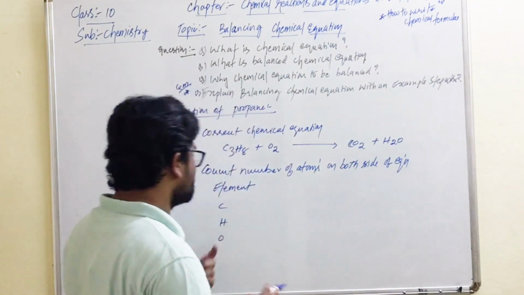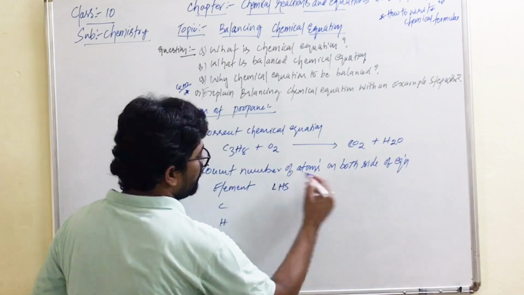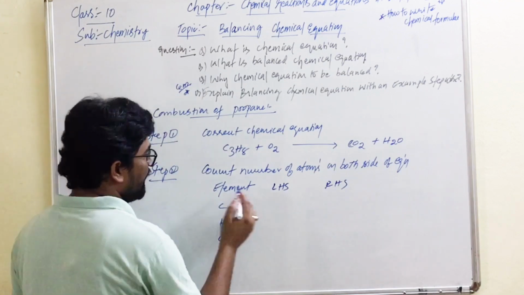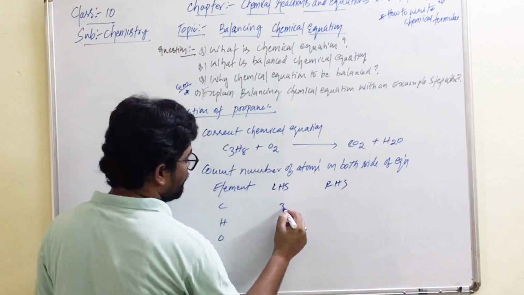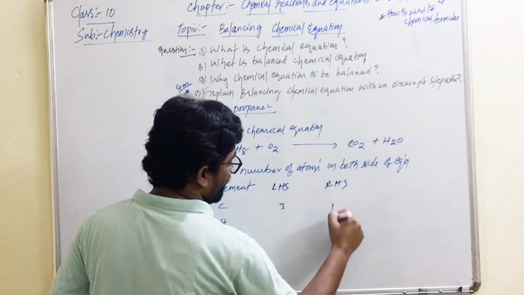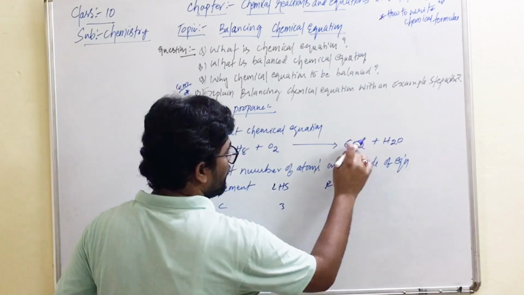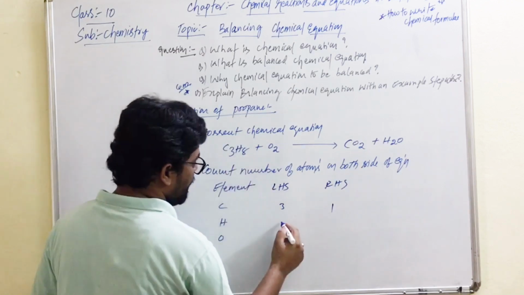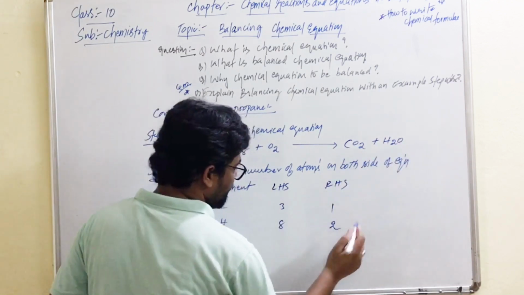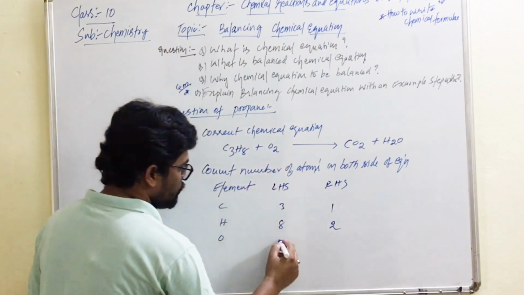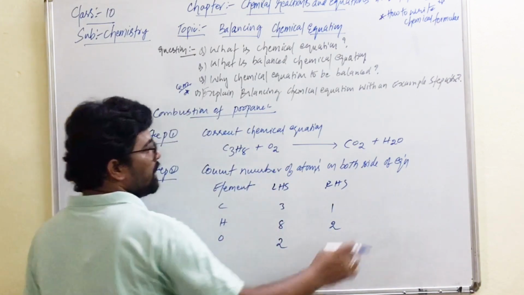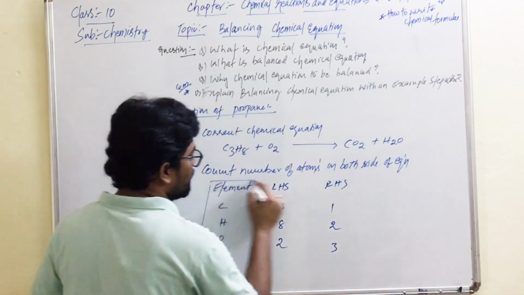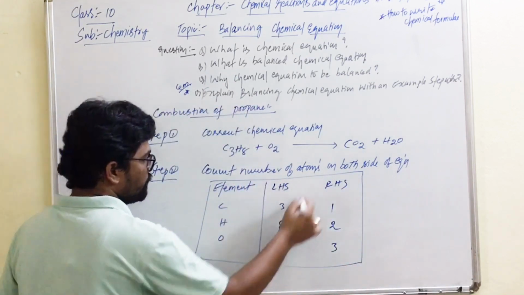So we have to count the number of atoms present on the left hand side and right hand side. Is it clear? How many carbon atoms are present on the left hand side? 3. On the right hand side, 1. Where no number is written, it indicates 1. Hydrogens are 8 on the left hand side and 2 on the right hand side. Oxygen is 2 on the left hand side, whereas 2 plus 1 on the right hand side. These are the numbers of atoms present on both sides of the equation.